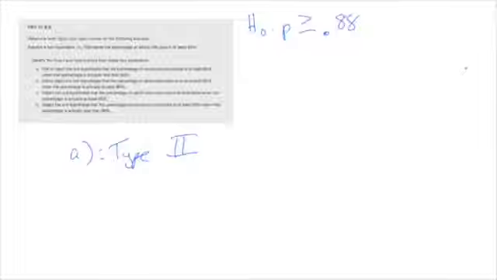B, not to reject the null hypothesis when the percentage is actually at least 88%. So we say, we think this is true, and it actually is true. B is a correct outcome.